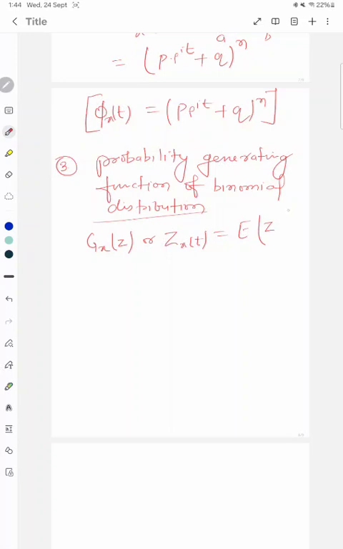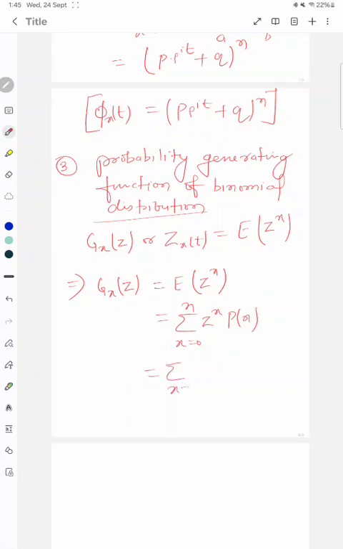summation of z^x p(x). Gx(z) equal to expectation of z^x, summation of x from 0 to n z^x p(x). We expand the p(x) here: x equal to 0 to n, z^x nCx p^x q^(n minus x).